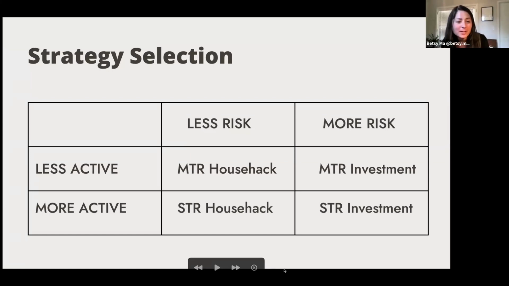So on the more risk side, we have a midterm rental investment. You're buying that property outright to midterm rent it. Or you are buying a short-term rental investment. So less active would be the midterm rental, more active would be the short-term rental. And I say more risk because you don't have the level of contingency plan. You're not living there. Ways that you can lessen risk would be to have multiple exit strategies, and we'll get into that. If you want to know about that, you need to reach out to me.